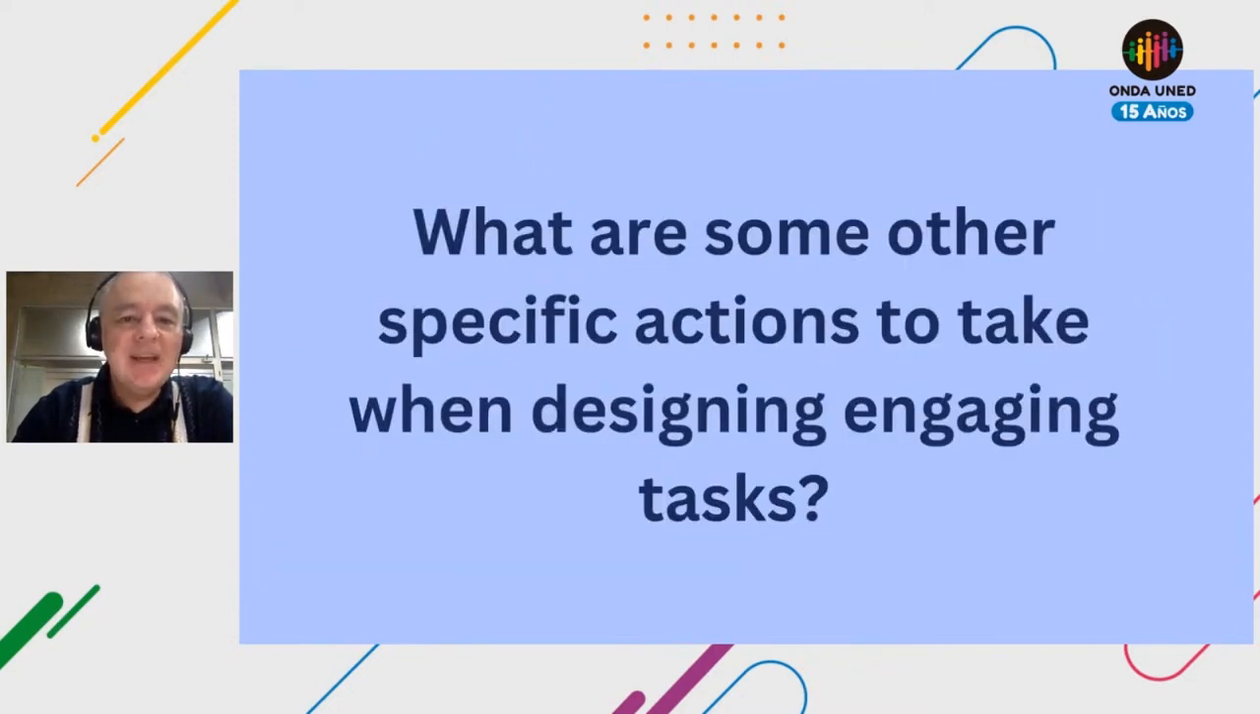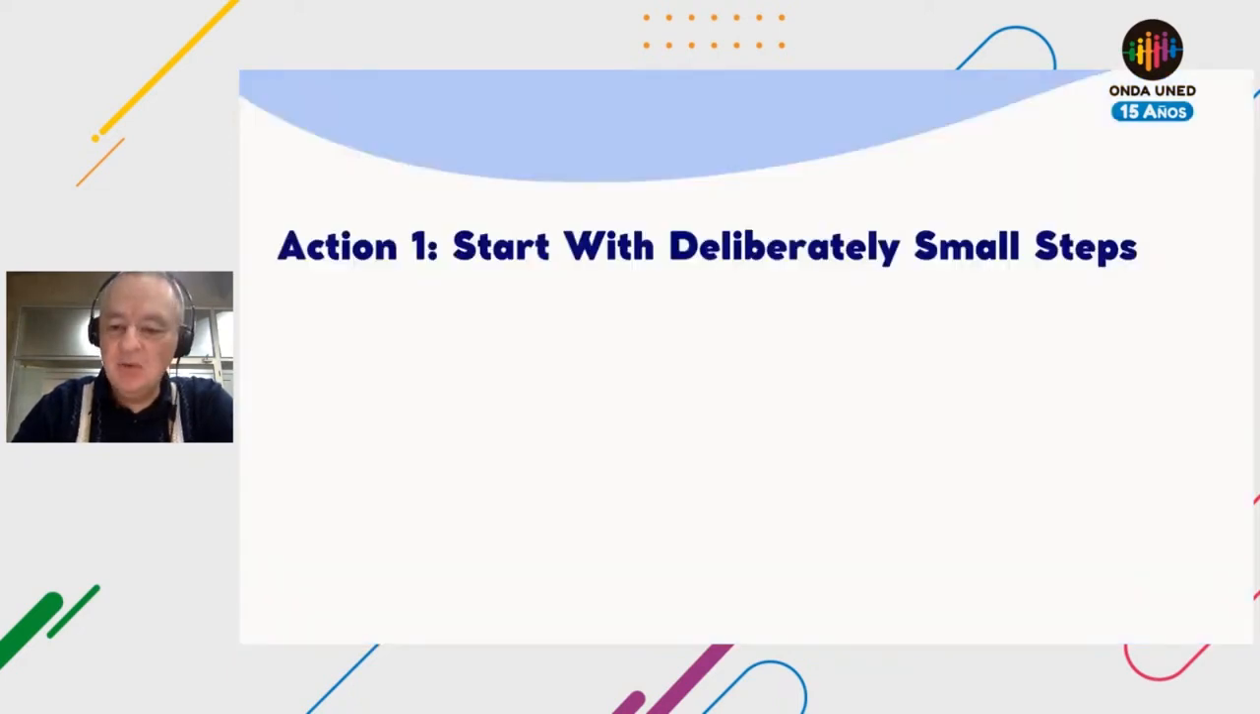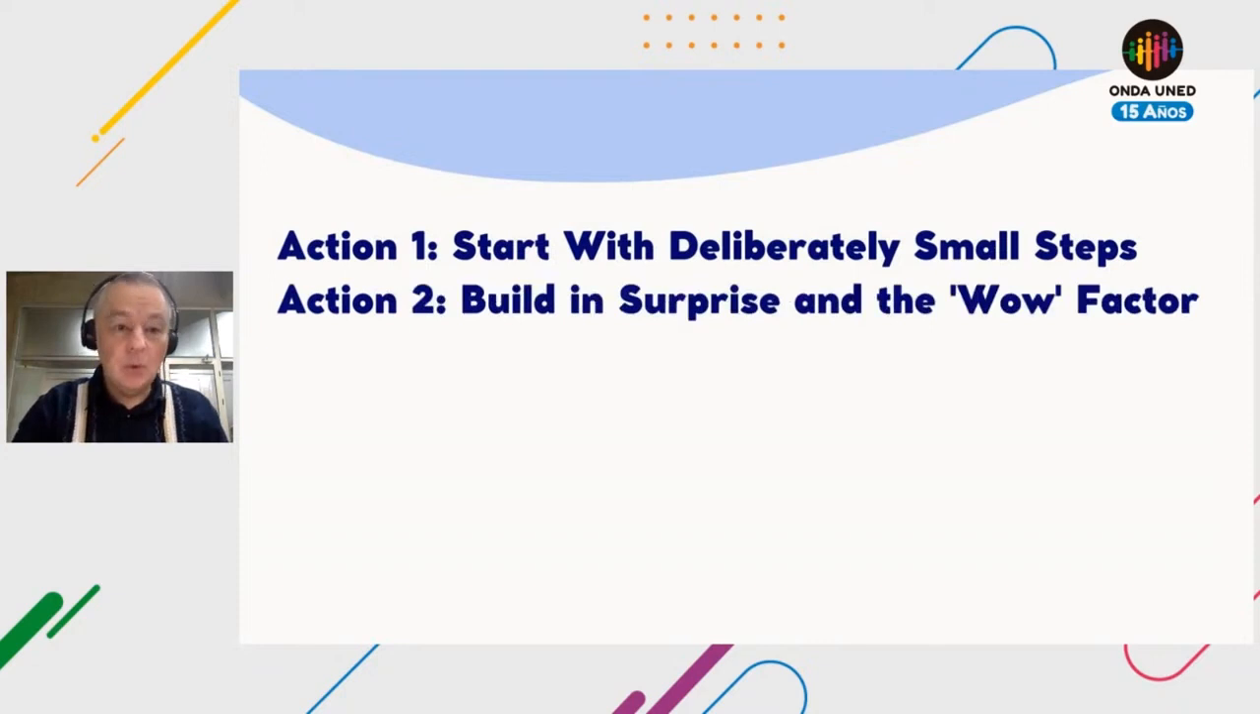So what are some other specific actions to take when designing engaging tasks? And let's see how we're doing in time. We still have 10 minutes. Okay, let's move on. And let me mention some other recommendations related to these principles. Action number one, something that we can do, is start with deliberately small steps. And again, we're thinking about designing a task. So you can take the task and be incremental in the steps that the students take when they are doing the task. So start with deliberately small steps and make them more complex as you go, or as they go.